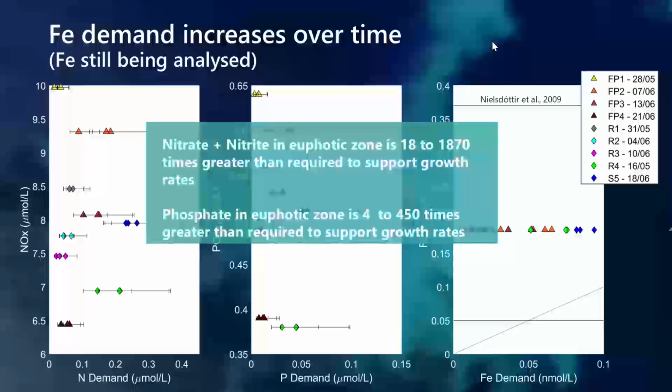And when we do a quick back of the envelope calculation, the nitrate and nitrite in the euphotic zone is 18 to 1,870 times greater than required to support growth rates. So you can see there's plenty of nitrate available, and phosphate in the euphotic zone is 4 to 450 times greater than required to support the growth rates. So this is suggesting that it's not the nitrogen and phosphorus limiting growth.